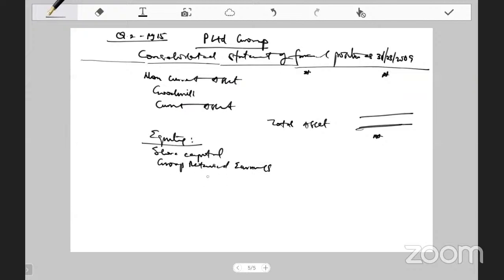After group retained earnings, I leave a space. I go to what we call non-controlling interest. If you see what I'm doing, I'm going to build on all what I have. Then I have my current liabilities.